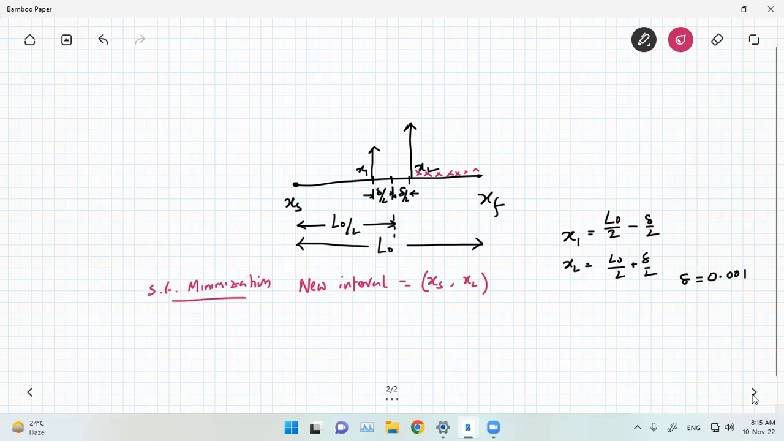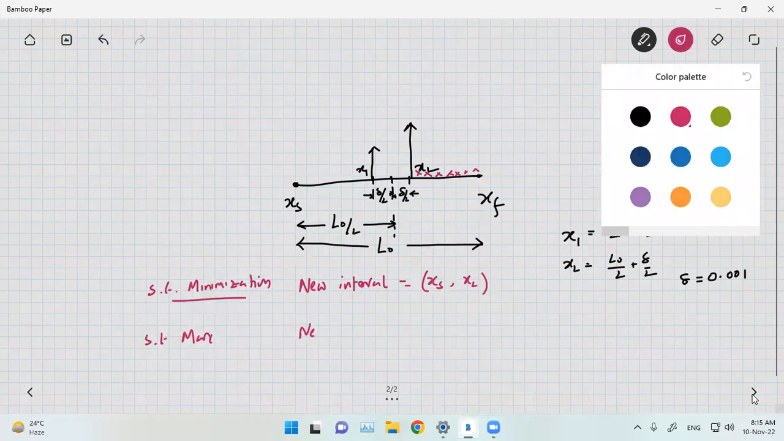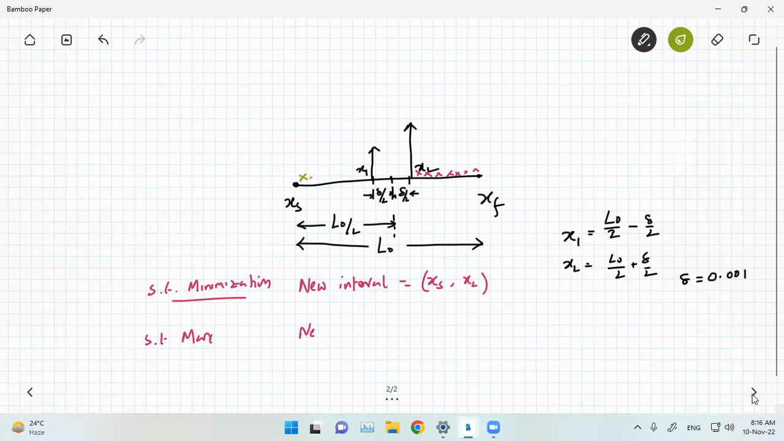Okay. Now, if it is maximization, then the new interval will be, in this case, so we have to discard this portion. So our new interval will be from X1 to XF. These ideas will become clearer with the solving of the relevant math problems.